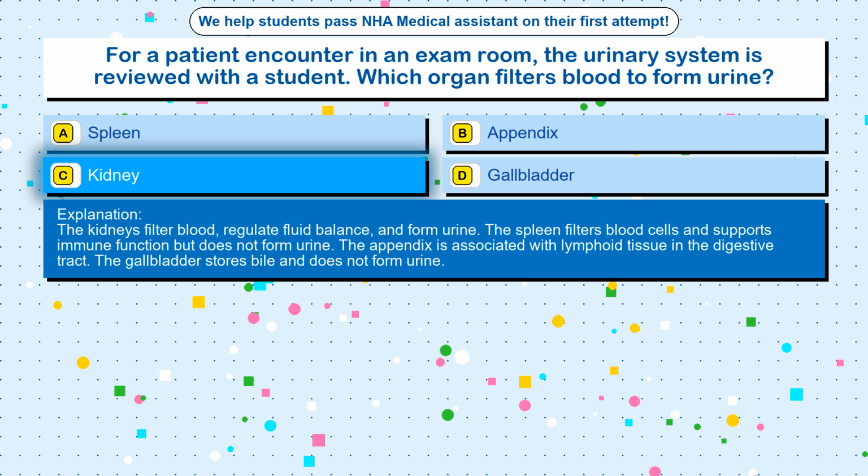The kidneys filter blood, regulate fluid balance, and form urine. The spleen filters blood cells and supports immune function but does not form urine. The appendix is associated with lymphoid tissue in the digestive tract. The gallbladder stores bile and does not form urine.